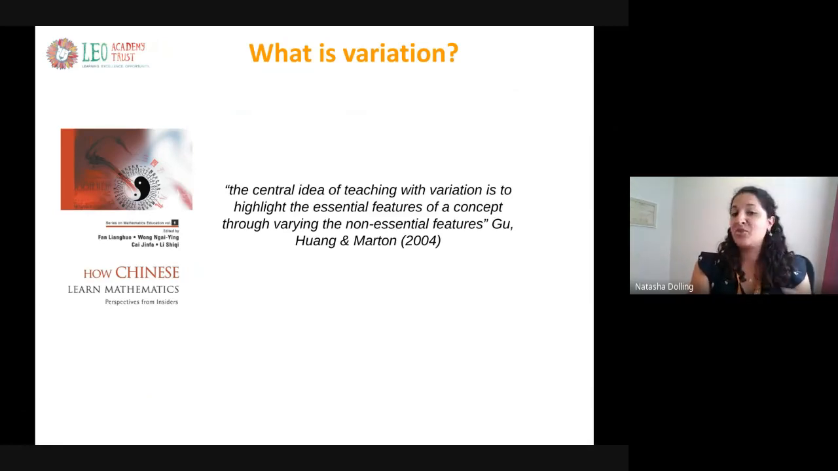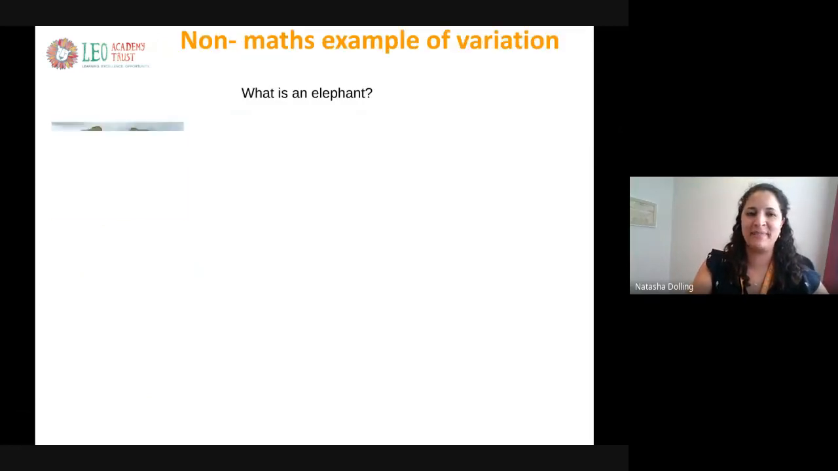And this is, to sum up two years of my life, a little quote from research: the central idea of teaching with variation is to highlight the essential features of a concept through varying the non-essential features. Now, I realise that might be a bit woolly and hard to understand, so I'm going to go through a non-maths example first before going through a maths example. And apologies, because it is just going to be me talking at you, and it's going to be hard to get a bit of participant feedback.